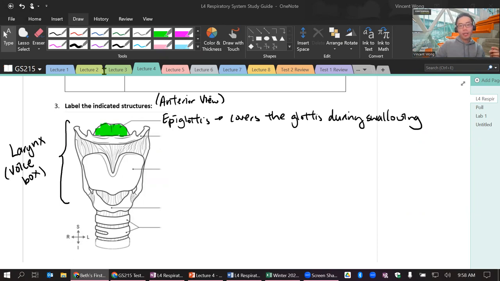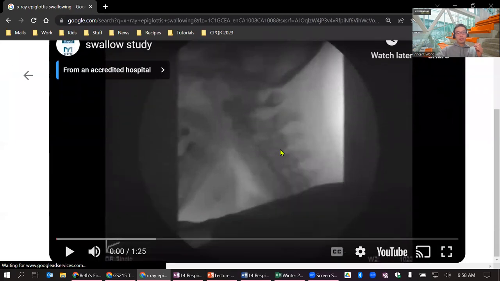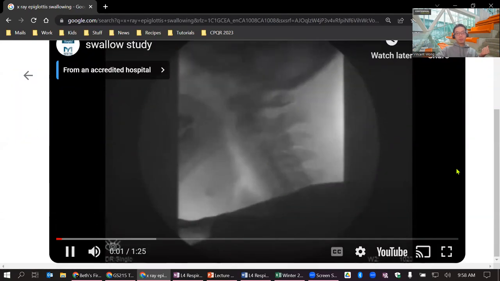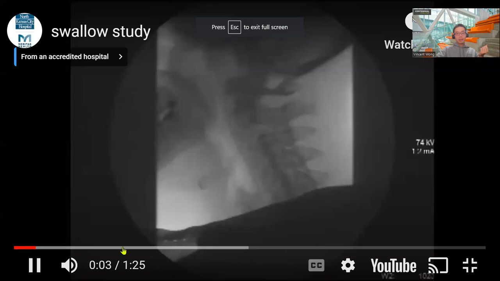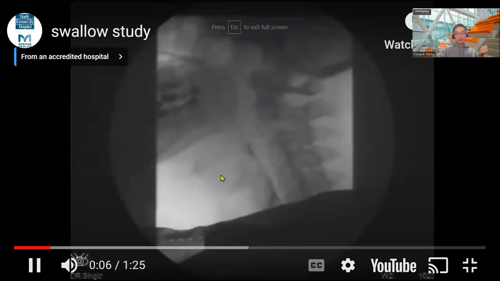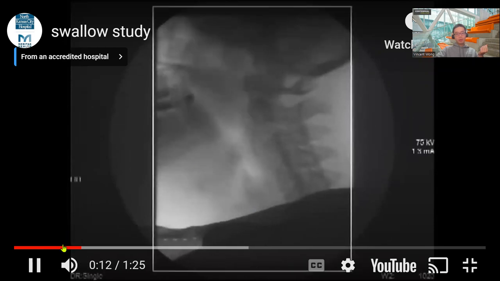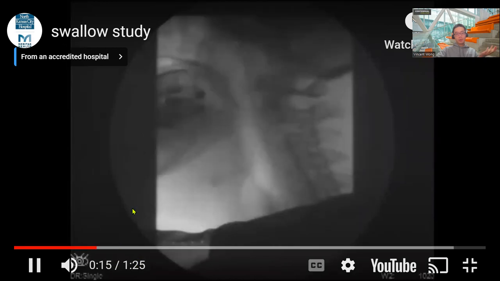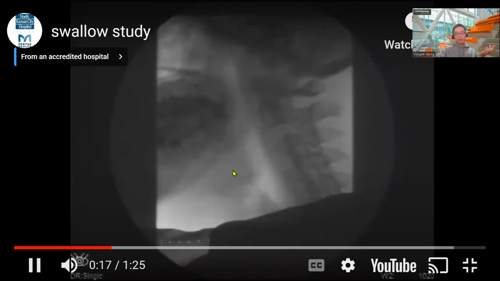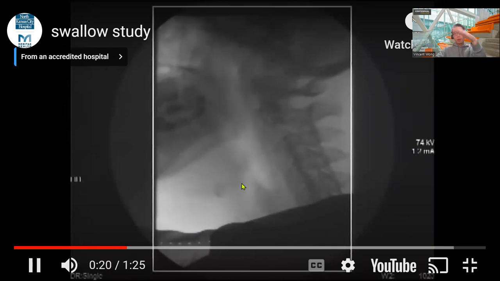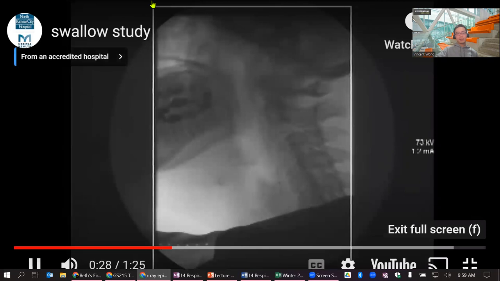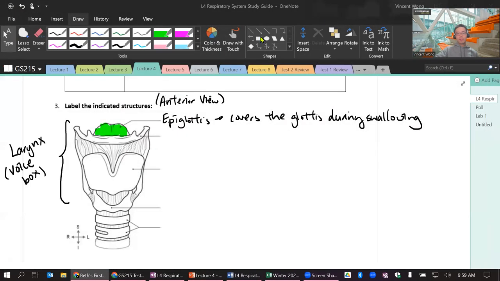Okay, so here is a video of what it looks like when we're swallowing. You see that? When you swallow, this is the epiglottis, and the larynx actually pushes up against it. So you can see the flap right here, right? See, it doesn't actually go up and down. It just stays where it is, and it's the larynx that pushes up and creates the tight seal so that the food is going to go down at the back. I think there's a better video. Maybe I'll find it later on. But that's what it does.